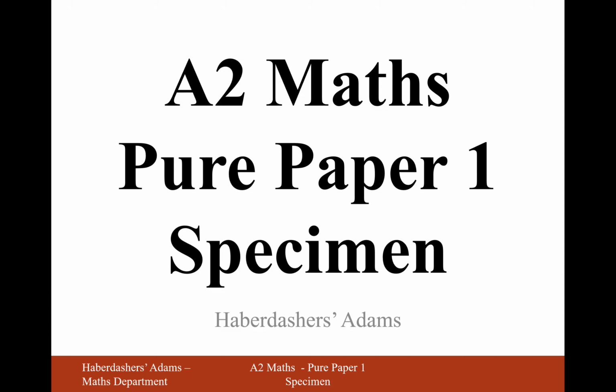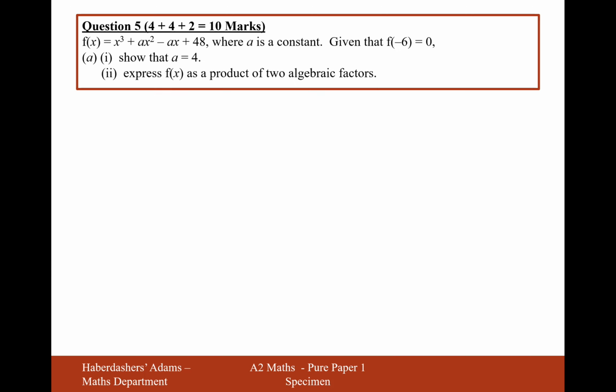Hello there and welcome to A2 Maths on Specimen Paper 1, and here we're looking at question 5, an algebraic division, factor and remainder theorem question. So f of x is equal to x cubed plus ax squared minus ax plus 48. Given that f of minus 6 is 0, show that a is 4. Well, that's a pretty easy start to this question.